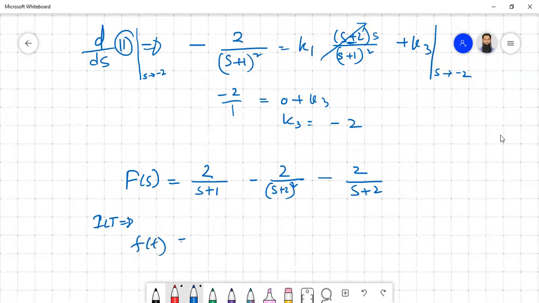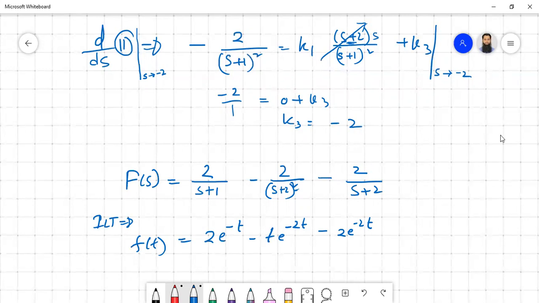We are omitting the u(t), so what you are left with is 2e^(−t) minus, because of the square term here, you have to have a t, then the delay e^(−2t), then minus 2e^(−2t). So this is how you have to find out if you have a repeated root.